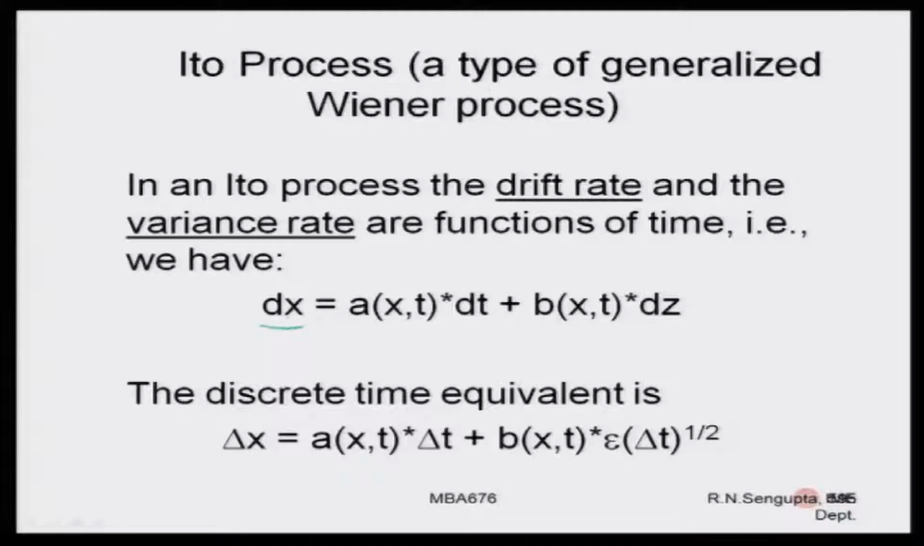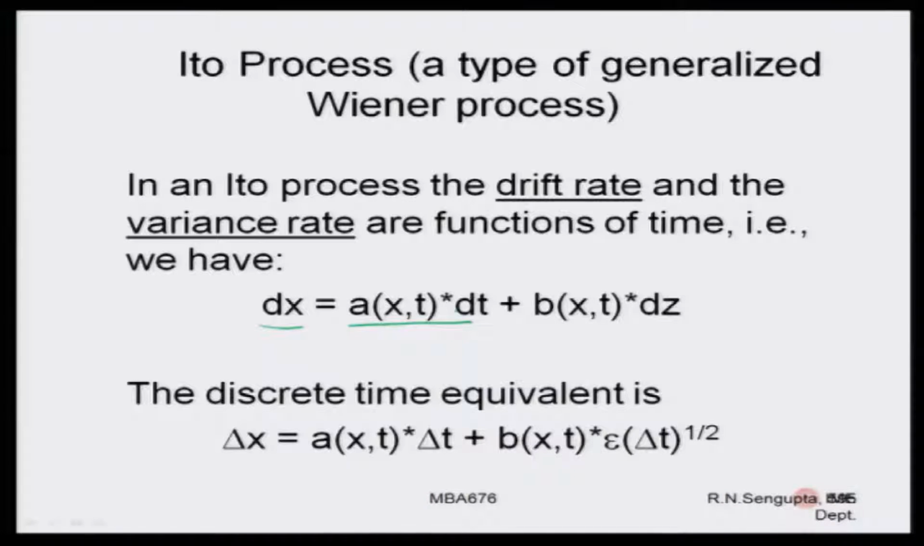Now, you will have dx, which is the difference in x. Initially, it was a into dt, now it is a into x into dt. So, x is where you are. So, the drift rate would depend on 2 things, where you are and the time difference from where you have come. And the second term is b into dz, dz remains as it is, the simple Wiener process, but now b depends on two things, x, where you are, and the time difference from where you have started.